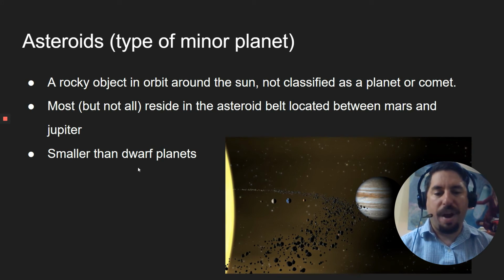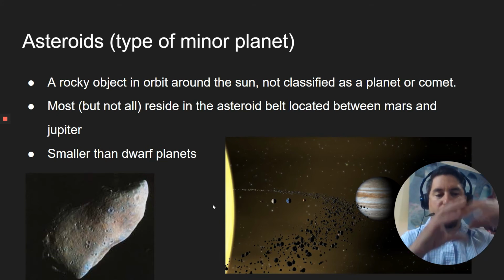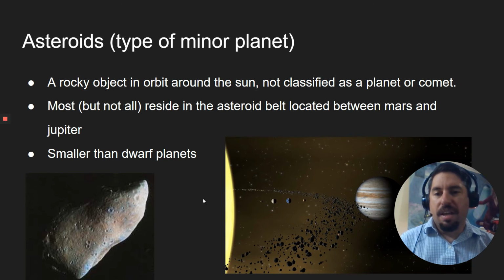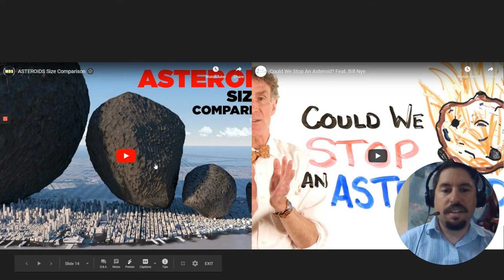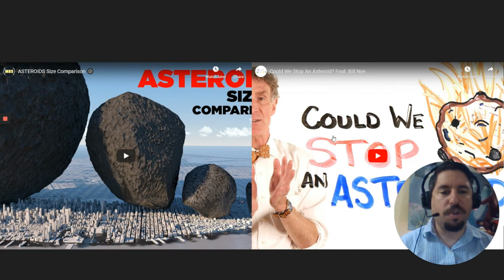They're smaller than dwarf planets. Usually they're not completely round. Like you can see, here's an asteroid, and the gravity is not strong enough to round it out when it was being formed. So it's more of an oblong rock shape. Once again, a couple more videos. Here's a video showing the different sizes of asteroids compared to cities. Some of them are small, some of them are large. Pretty short video. And this video has Bill and I talking about, could we stop an asteroid from hitting the Earth? Because once again, just like comets can hit the Earth, asteroids also hit the Earth.